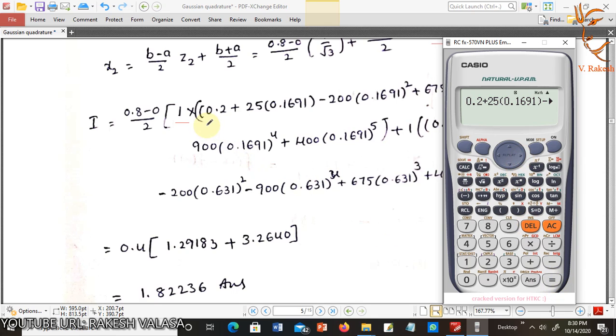You can simplify only the f of x1 term. You can get 1.29183.